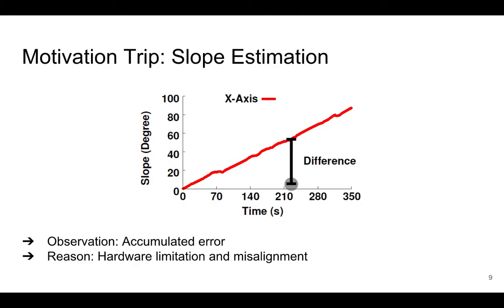This is caused by the hardware limitation of the gyroscope in the smartphone, and misalignment, which refers to the coordinate of the smartphone not being perfectly aligned with the car due to a variety of reasons, such as calculation error, or it's not a fixed variable, and so forth.